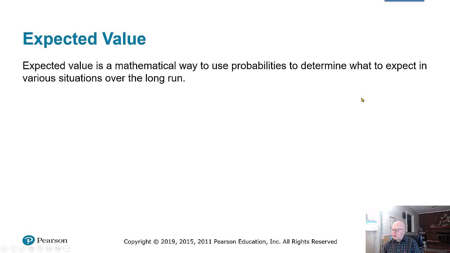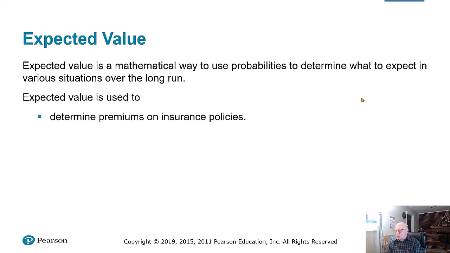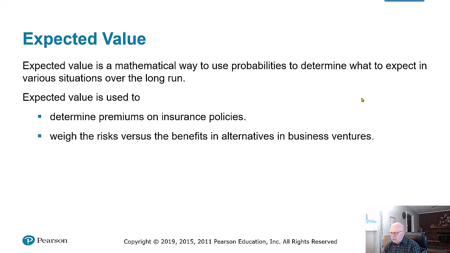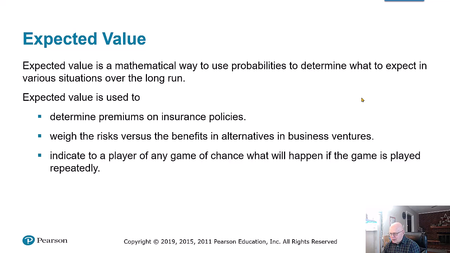It's a mathematical way to use probabilities to figure out what's going to happen if you do this for a long time or for many times. It's used for insurance policies. How do they decide what to charge you for an insurance premium? You can weigh the risks versus the benefits in business ventures, betting ventures even. It indicates to a player of a game of chance, a gambler, what will happen if they play it repeatedly, a lot of times.